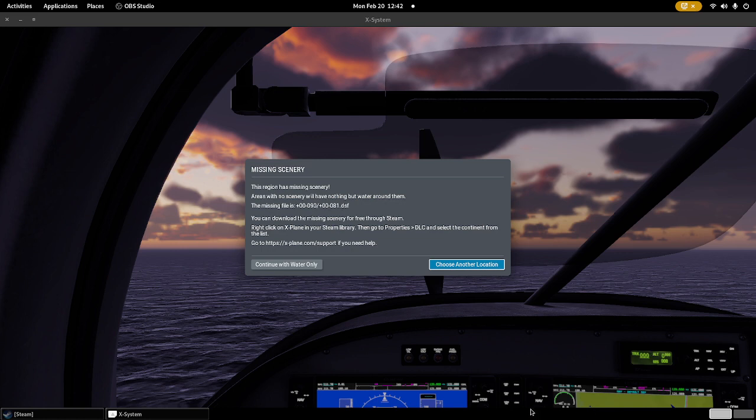So I downloaded X-Plane 12, and I put in my local airport, but it's flooded with water. That's the scenery, and it gives me this error. If you're having the same problems, I got the solution for you, and it's pretty easy.